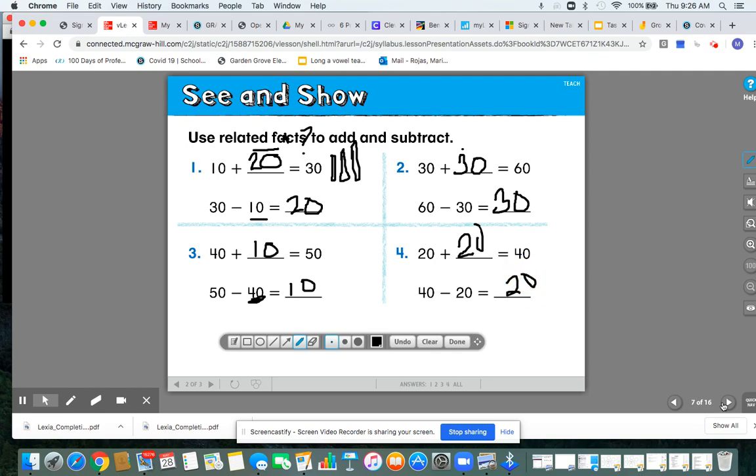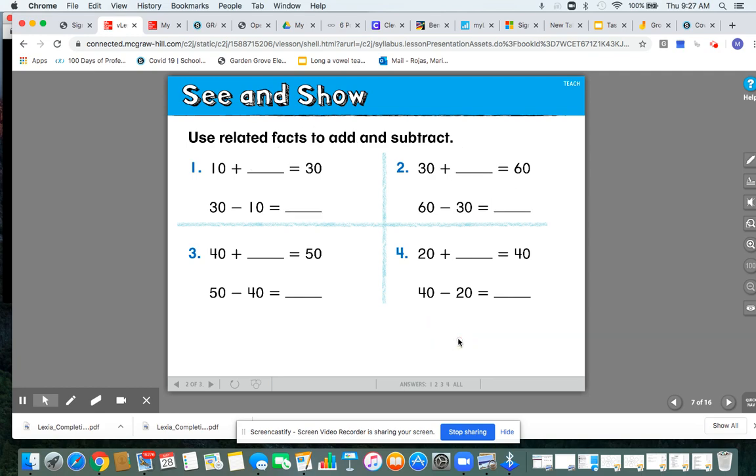All right, go to the next page. Oh, next slide. Clear, and then done.